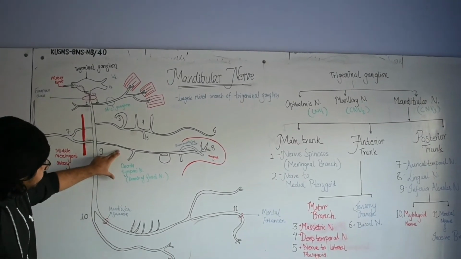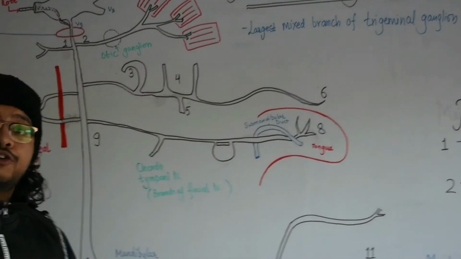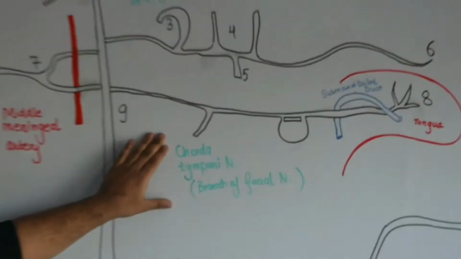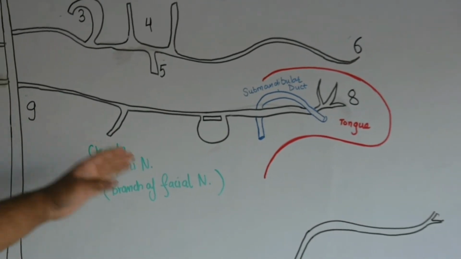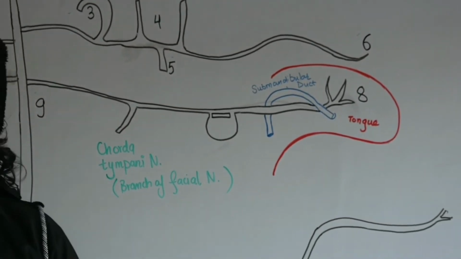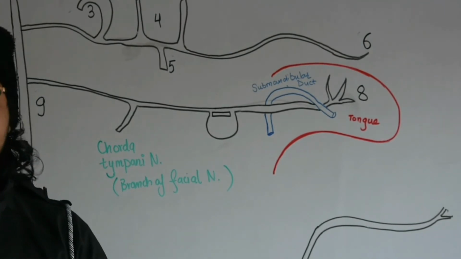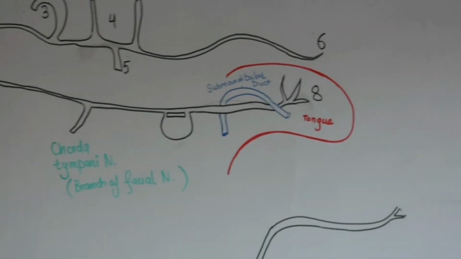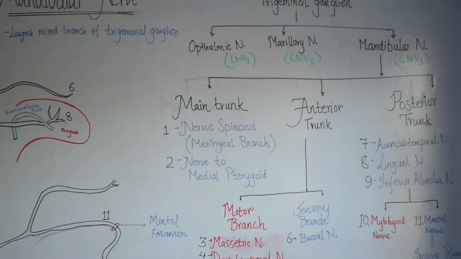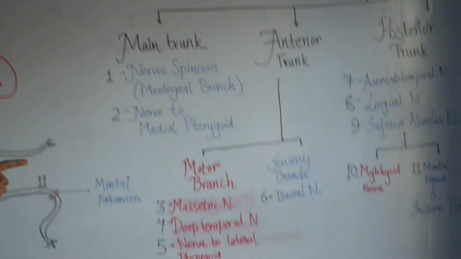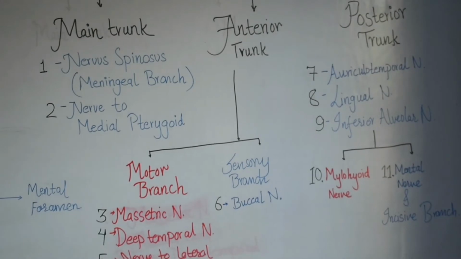Now see here. Here is the chorda tympani nerve, which is a branch of facial nerve. This chorda tympani nerve has its fibers with the lingual nerve and supplies the secretomotor part of the submandibular glands and the sublingual glands as well. Now let's see the inferior alveolar nerve. The inferior alveolar nerve is divided into mylohyoid nerve and the mental nerve and incisive branch.